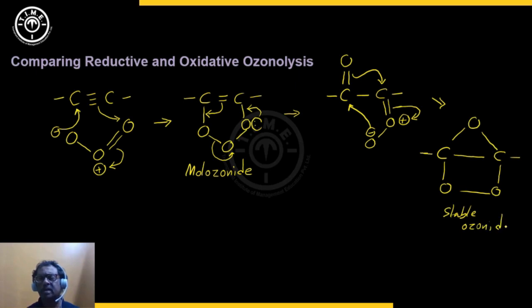So if this part is clear, then we shall show how an alkene undergoes a similar kind of process. Right? So we initially formed a molozonide which is not stable. Then there is some stabilization taking place, and we get a stable ozonide now.